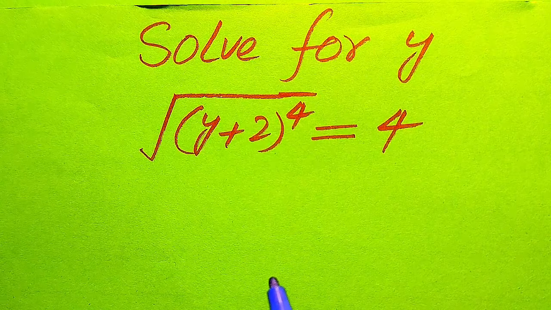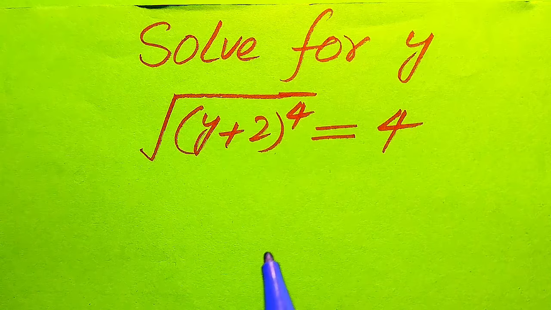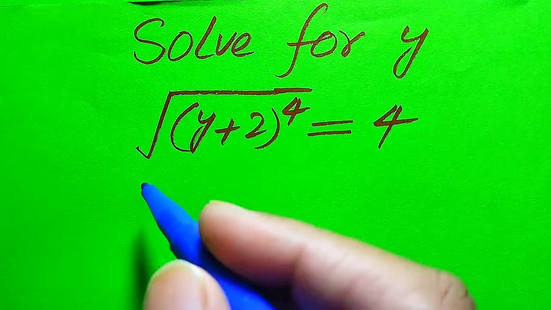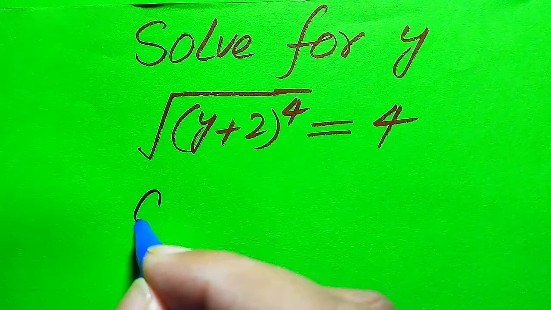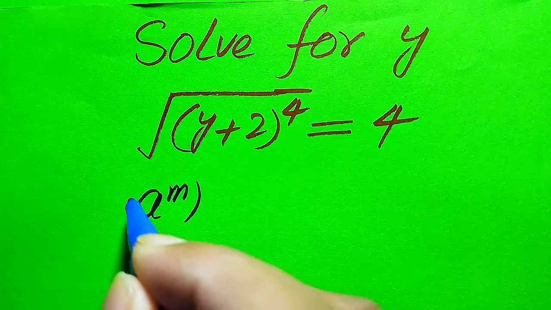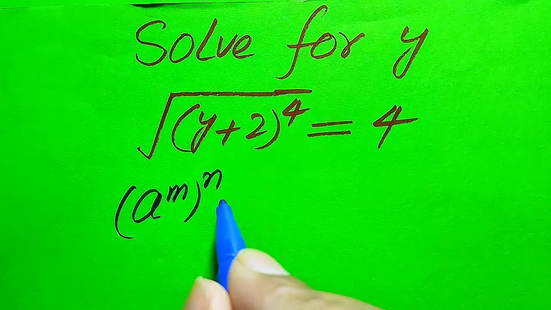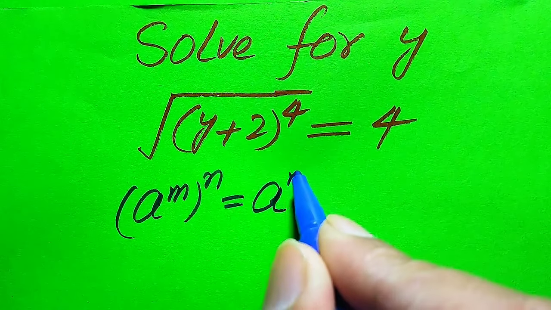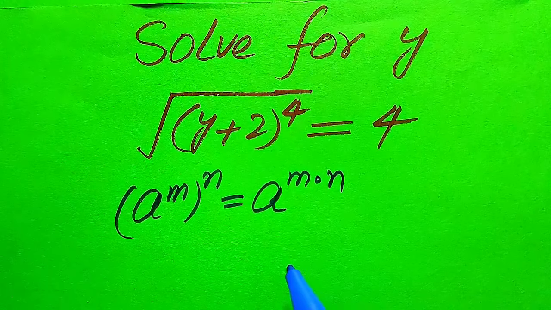So here the very first thing we are going to do is use the nice algebraic formula. You know about that. If we have a to the power of m, to the power of n, it is equal to a to the power of m multiplied by n.